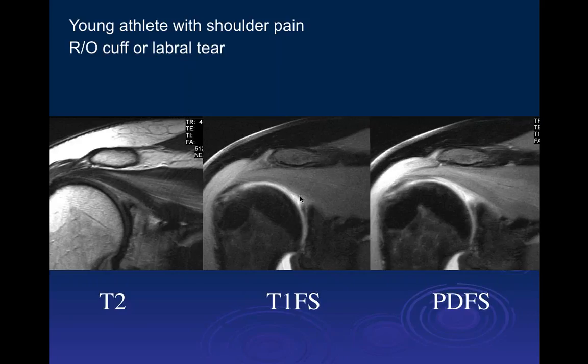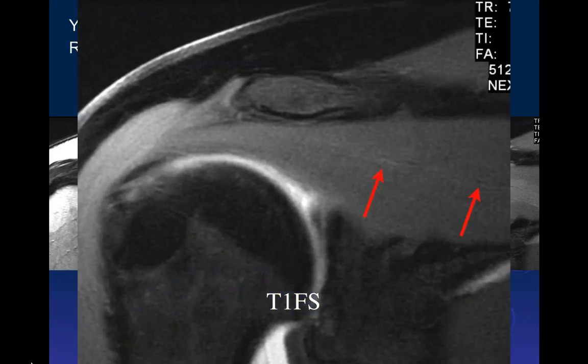So here we can see contrast in the joint space. This would be the T2, T1 FatSat and the PD FatSat images in the oblique coronal plane. Here we can see a little bit of extravasation of contrast actually into the supraspinatus muscle.